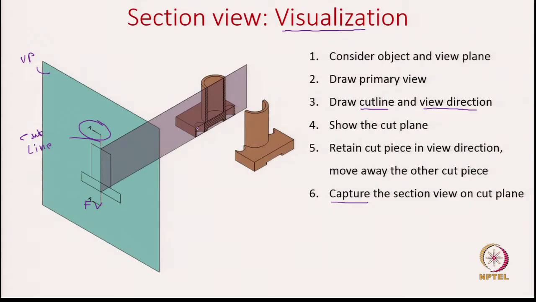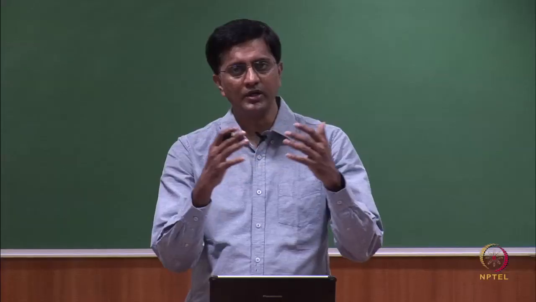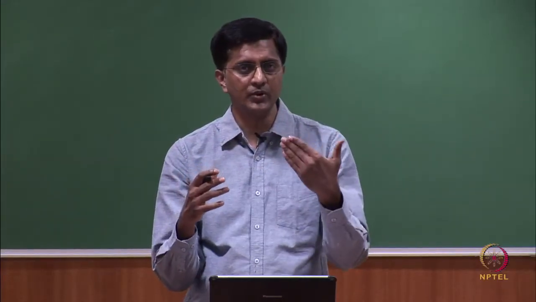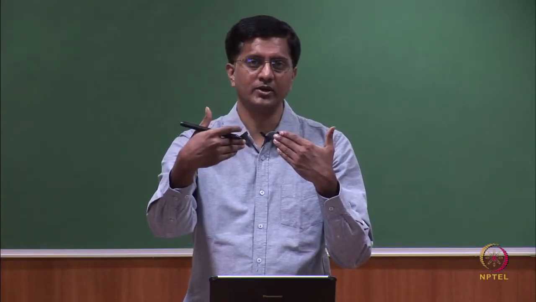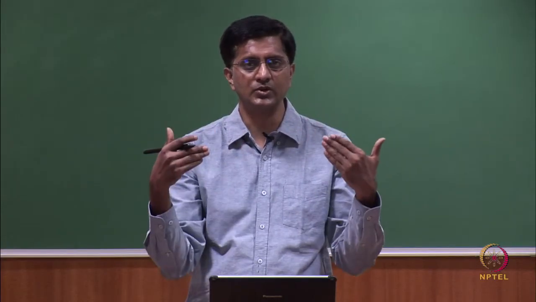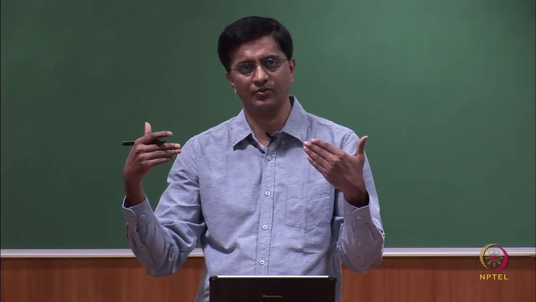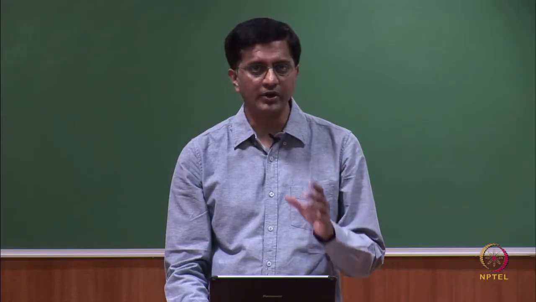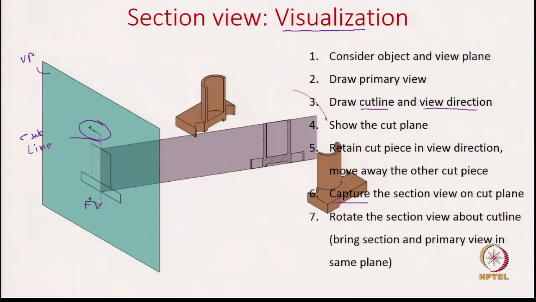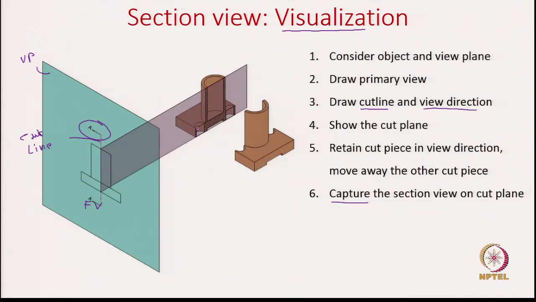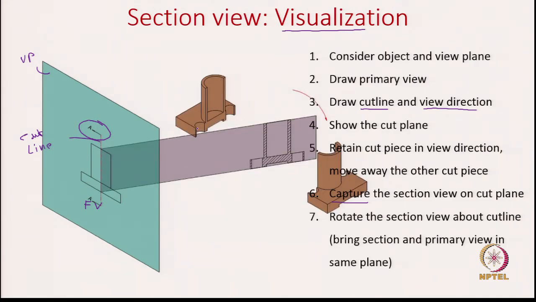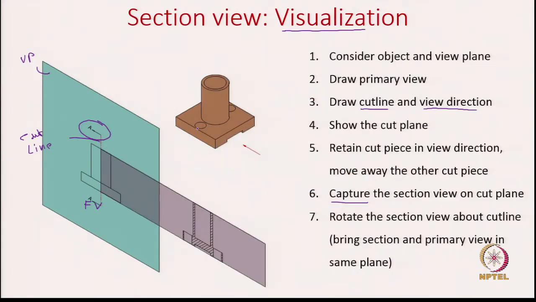Lastly, we said every time we want the views to be on a single plane, but now the front view is on one plane and the section view is on a perpendicular plane. For us to bring both views into a single plane, we need to rotate the section view. How do we rotate? We rotate it about the cut line. As you can see, I can go back and show this rotation again. We are rotating the cut plane about the cut line and bringing it in line with the primary view. After this, what we have is the section view.